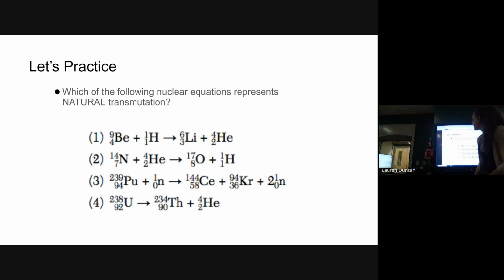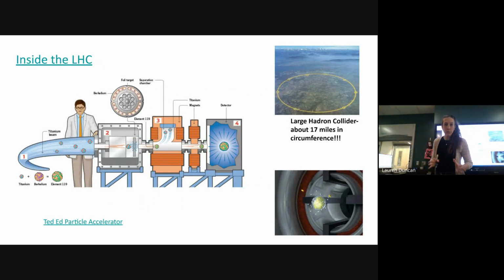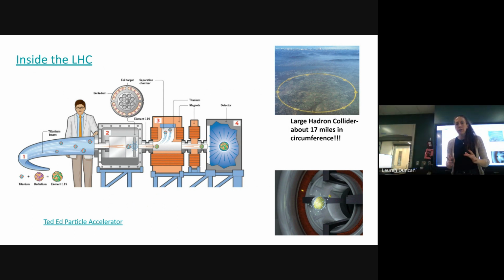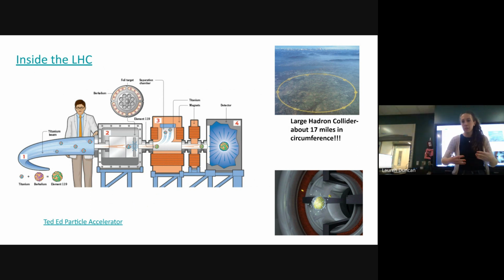All right, moving on. We do a lot of our artificial transmutation reactions in particle accelerators. Particle accelerators are these huge underground tracks, like a racetrack basically, that use very strong electric and magnetic fields to accelerate charged particles to almost the speed of light. So we get these particles moving really fast in particle accelerators.